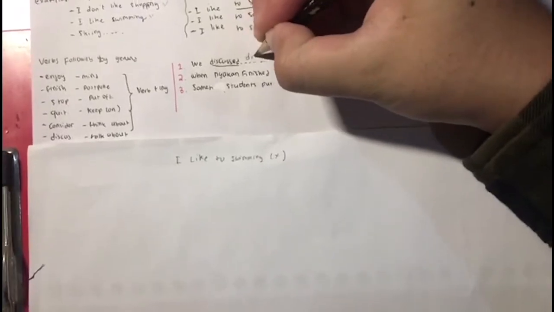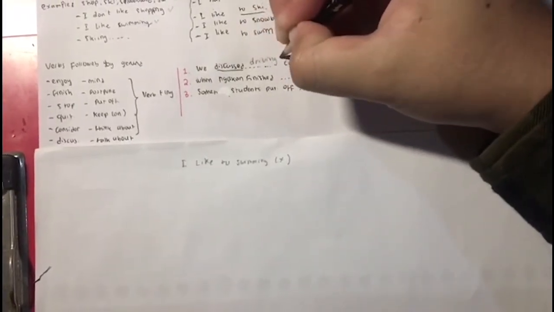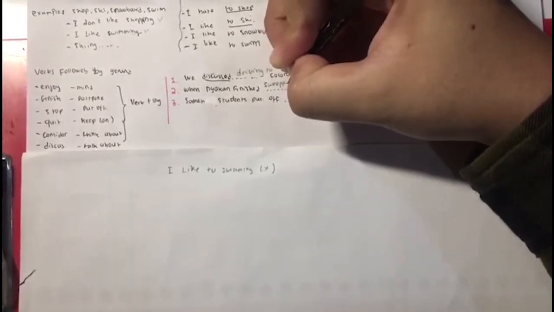Discuss, the main key is drive. Driving to Colorado for our vacation. When Ngakan finished the floor, he does the furniture. The main key is sweep. Sweeping.